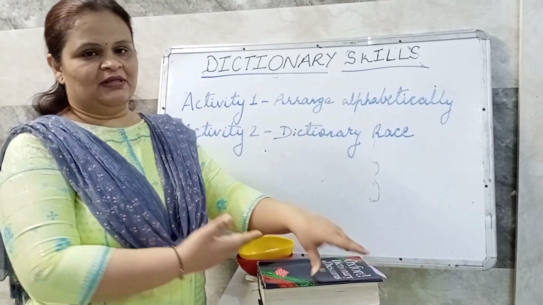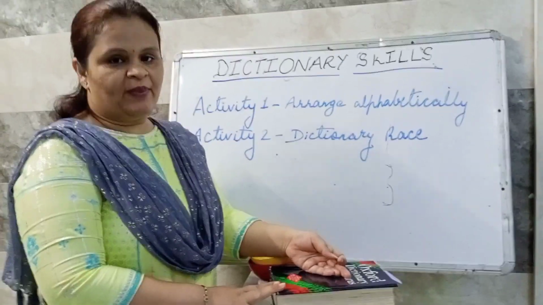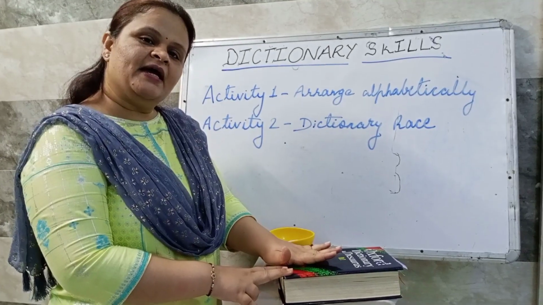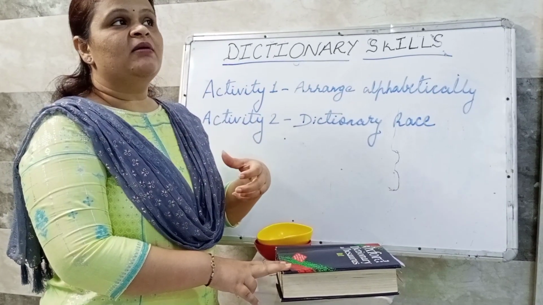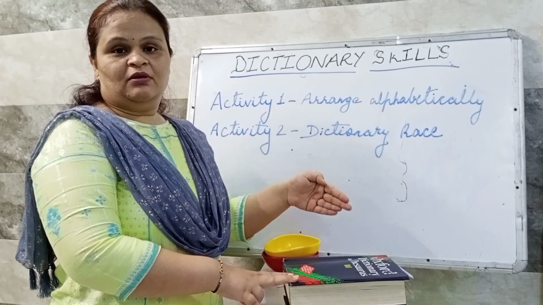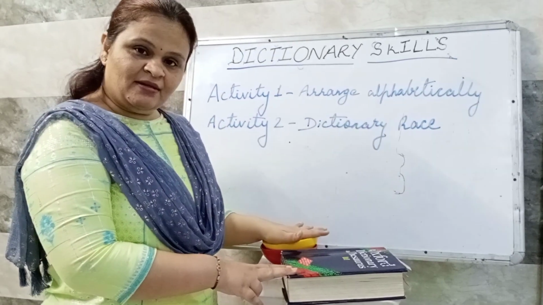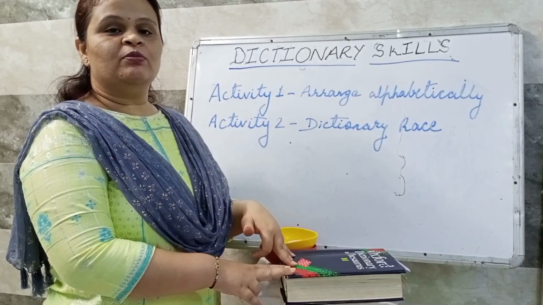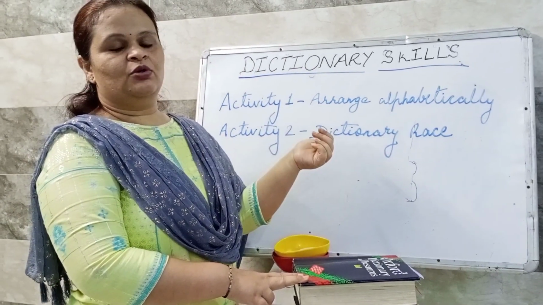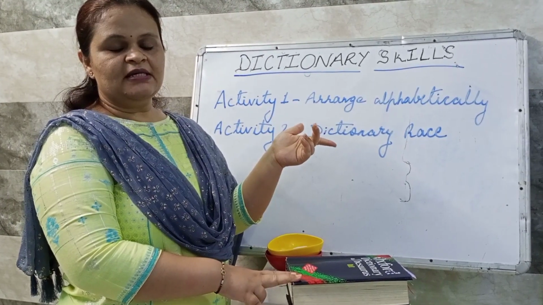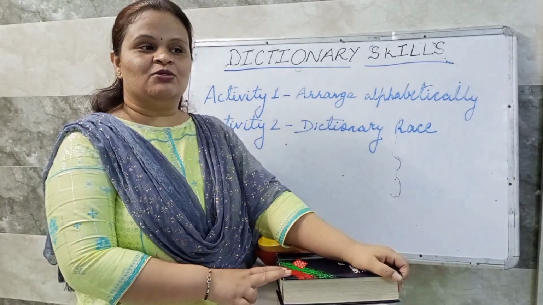This is practice. This is dictionary using practice. If you play this game again and again, believe me, the time limit will reduce to a greater extent. Okay children, so do play this game and give the feedback to me. And the first activity, arrange the alphabetical order that you have already seen in the previous slide, you have to send it to me. Okay children, so that's it.